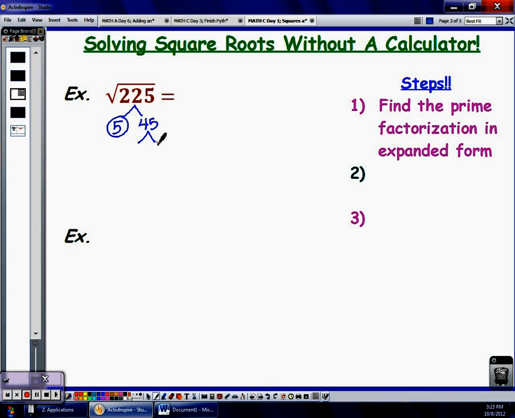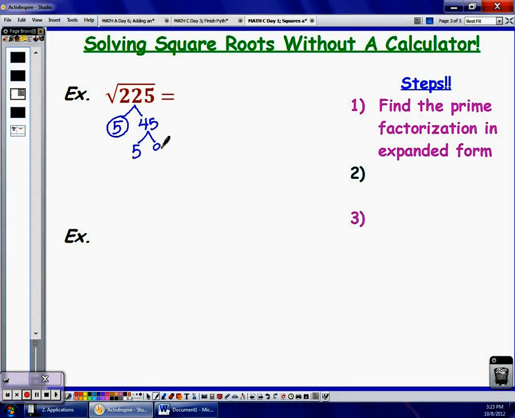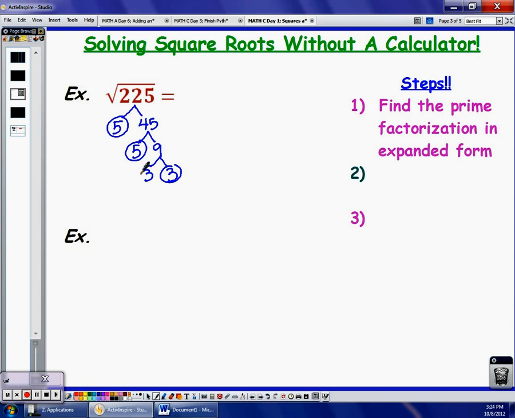Now I need to ask myself, what times what will give us 45? And that's going to be 5 and 9. I could still split up that 9, which gives us 3 and 3. And then I could go ahead and write out my prime factorization. My prime factorization turns out to be 3 times 3 times 5 times 5.